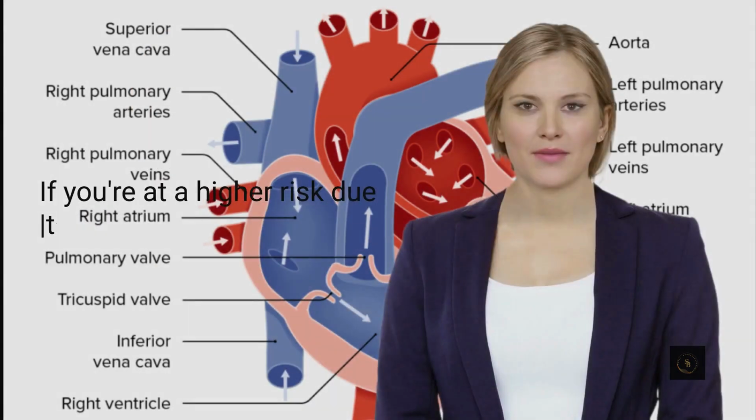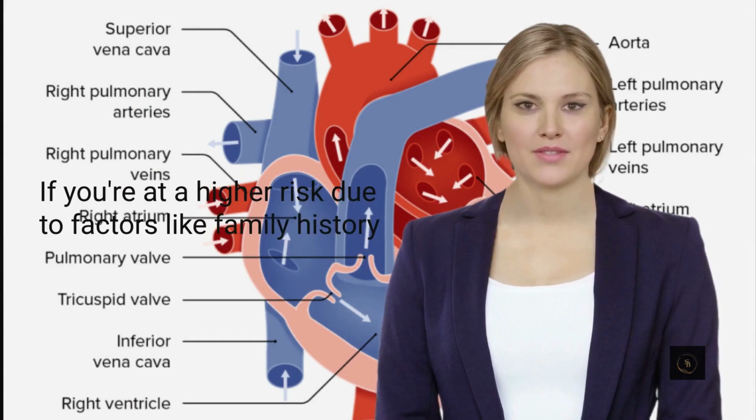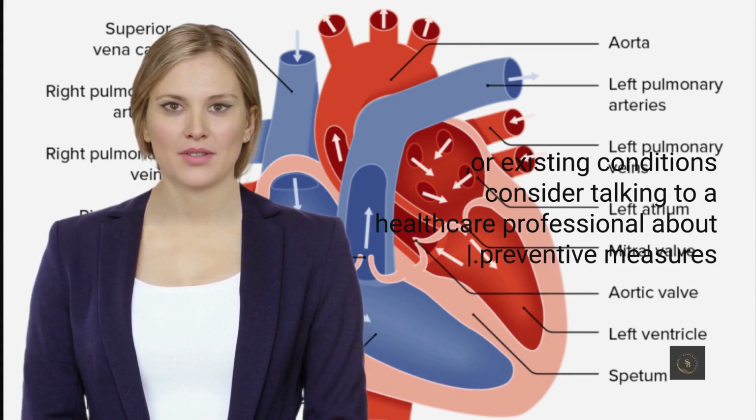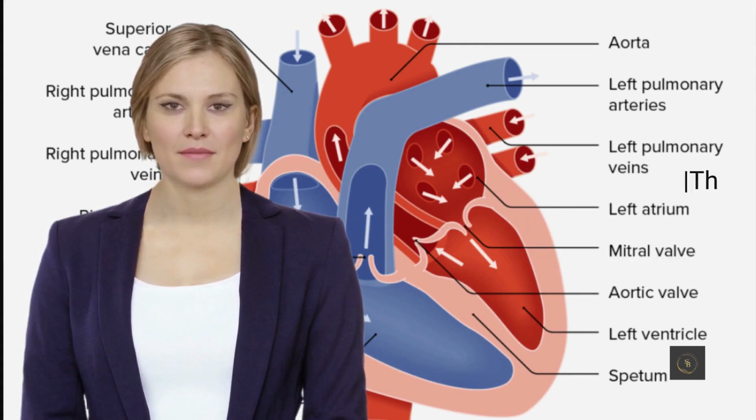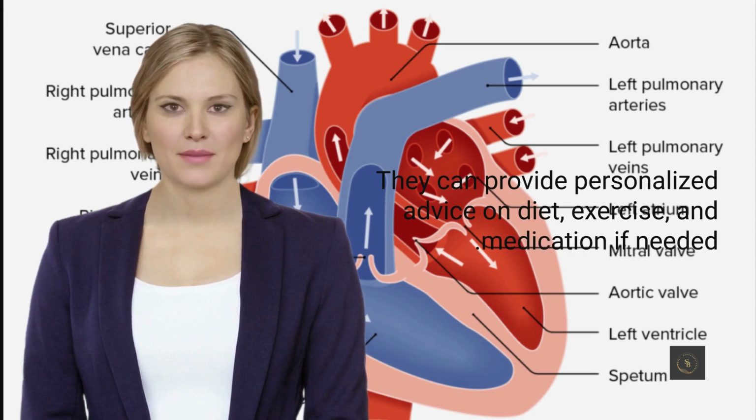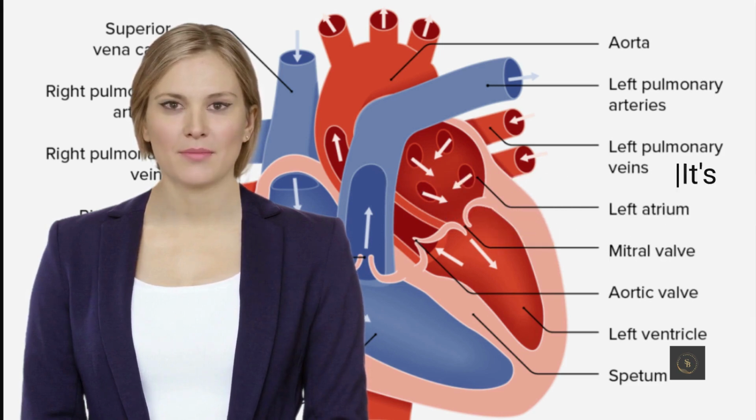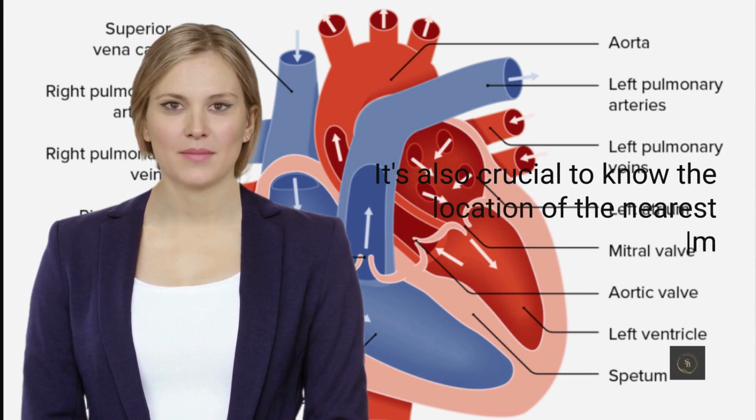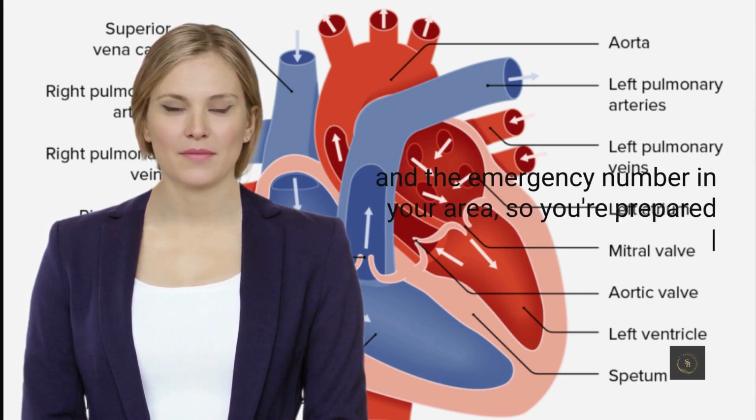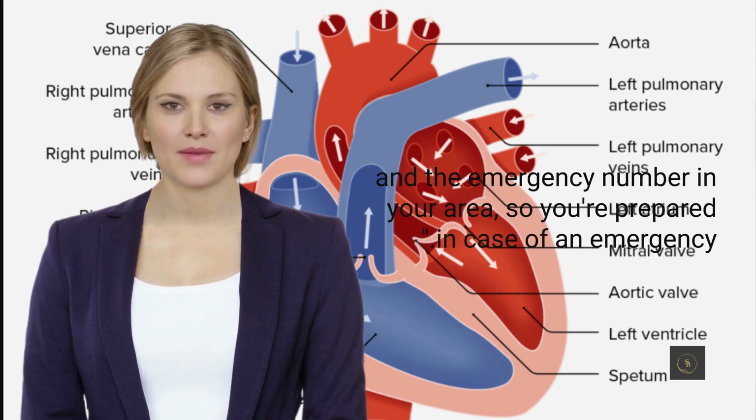If you are at a higher risk due to factors like family history or existing conditions, consider talking to a healthcare professional about preventive measures. They can provide personalized advice on diet, exercise, and medication if needed. It's also crucial to know the location of the nearest medical facility and the emergency number in your area, so you're prepared in case of an emergency.